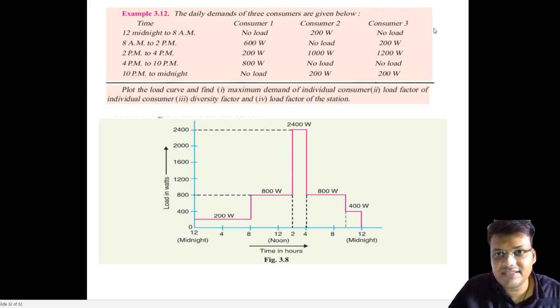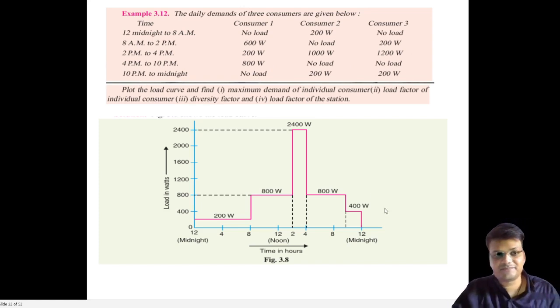The station will consider by summing all the consumers, like here 0 plus 200 megawatt and 0 watt. So here we will get 200 watt. After that, for 8 to 2 p.m. we will get 600 watt plus 200, that is 800 watt. From 2 to 4 we will get 200 watt plus 1000 watt plus 1200 watt, that is 2400 watt. Now 4 to 10 p.m. that is 800 watt, and after that 10 p.m. to midnight that is 400 watt.